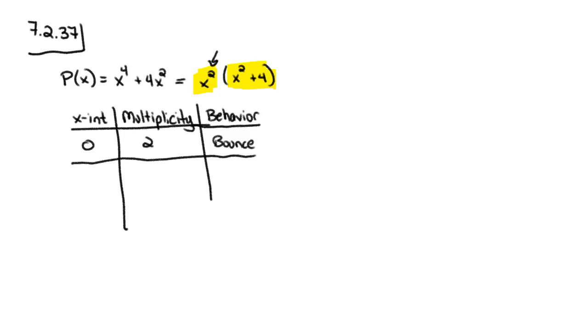The oddball here is this second factor. To turn the polynomial into 0 with this factor, you would need x squared plus 4 to become 0, which cannot happen because that would require x squared to equal -4, which just will not happen. So we don't have any other x-intercepts.